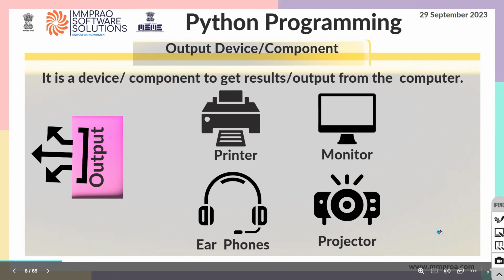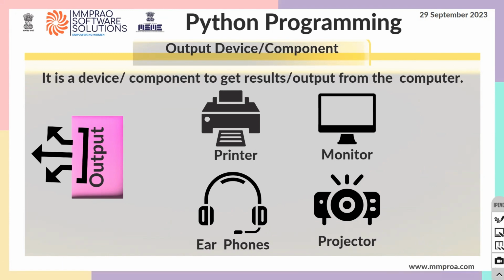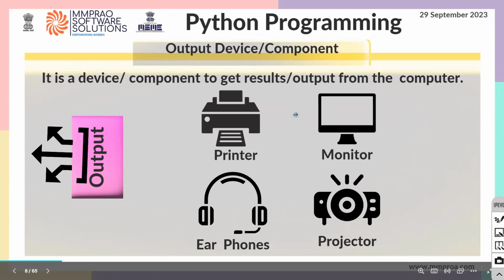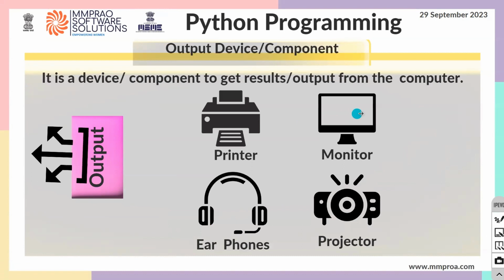Since the computer is going to take input and then store and then process and then give the output, these are the commonly found output devices or components used with the computer. We use a printer as an output device with the computer, and we use a monitor as an output device of the computer, and we also use headphones or earphones as an output device of the computer. In some cases, we use the projector as an output device of a computer. Do you accept projector as an output device? Do you accept?